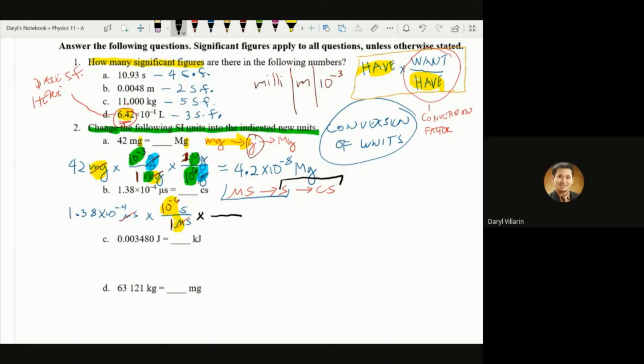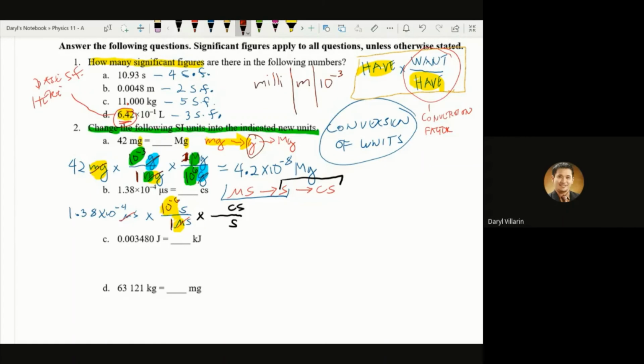But for the placement, again, in your conversion factor, the bottom part should have the same unit as my given unit. So again, if you're going to multiply these two, it gives you second as your result. Microsecond is now taken off. Okay, it's being canceled off. So second at the bottom, and then centisecond on top.